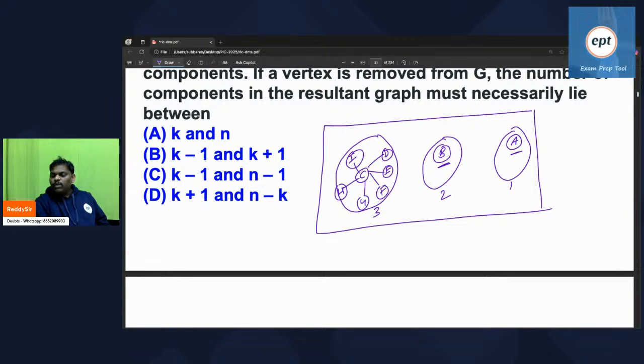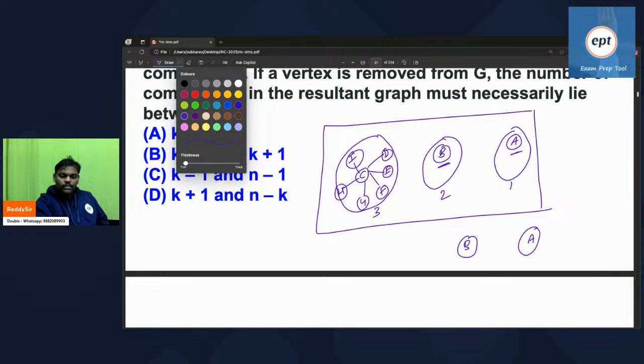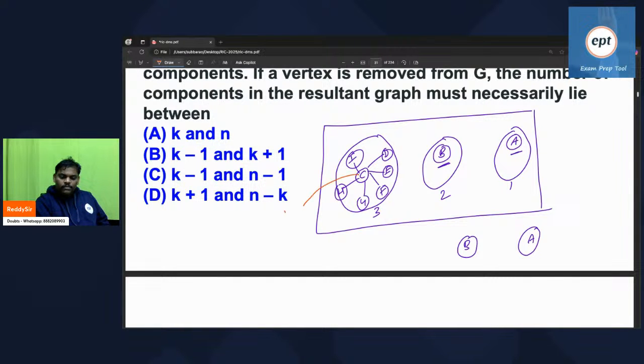After deleting one vertex, what will happen? A may remain as it is, B as it is. Now assume you deleted C. If you delete C, C is gone. Now D will become one component, E one component, F one component, G one component, H one component, I one component.